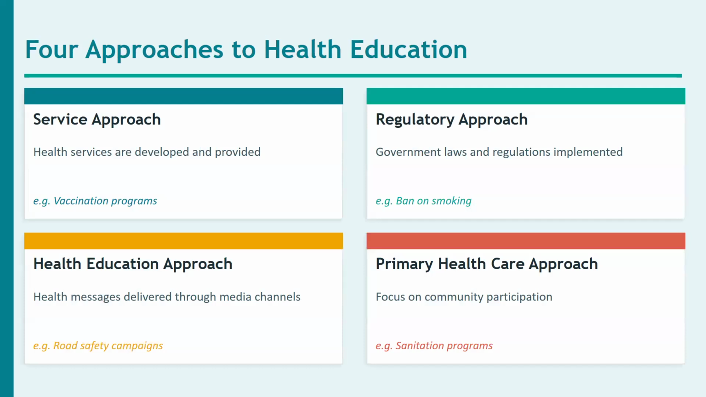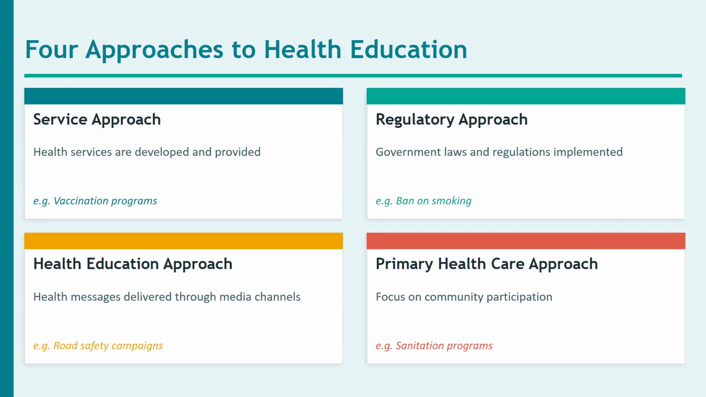There are four approaches to health education: service approach, regulatory approach, health education approach, and the primary healthcare approach. A service approach is basically that health services are developed and provided. For example, the vaccination programs, and these services may be provided at the doorsteps of the people.